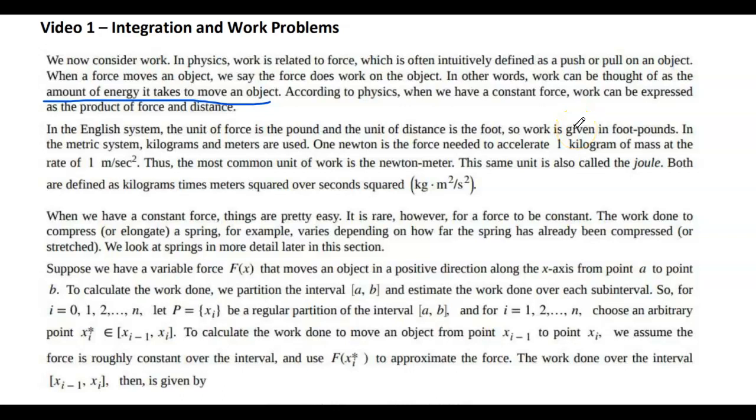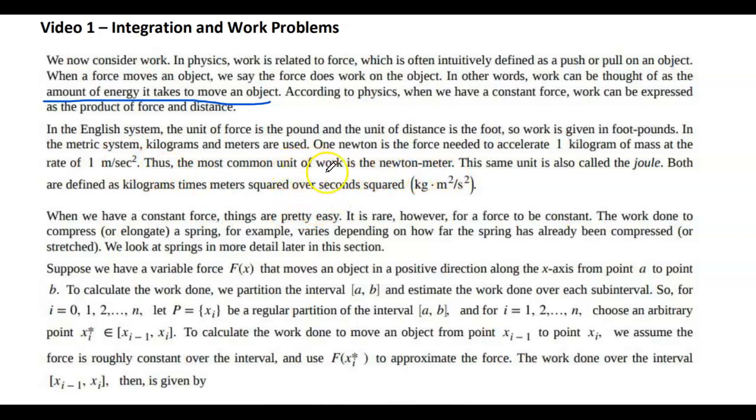According to physics, when we have a constant force, then we can do force and distance and then take the product of that. In our English system here, the unit of force is the pound and the unit of distance is the foot. So we're going to say that work is in foot-pounds because it's the product of force and distance. In the metric system, we use kilograms and meters. So we say that it is a Newton that is the force needed to accelerate 1 kilogram of mass at the rate of 1 meter per second squared.